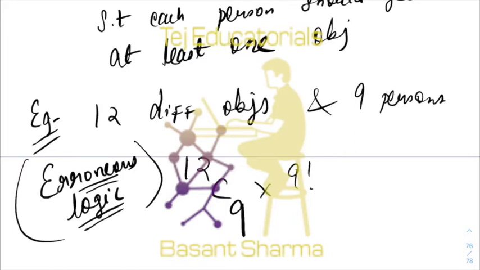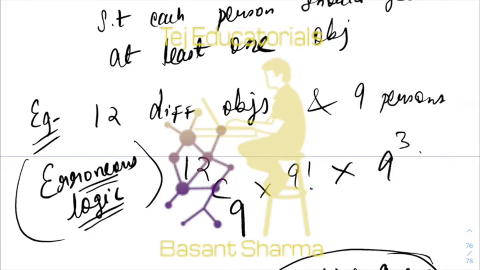Now how many objects are left? 3 objects are left. So 3 objects and 9 persons. Now you have no restriction. Any object can go to any person. So each object has 9 choices, so 9 to the power 3.